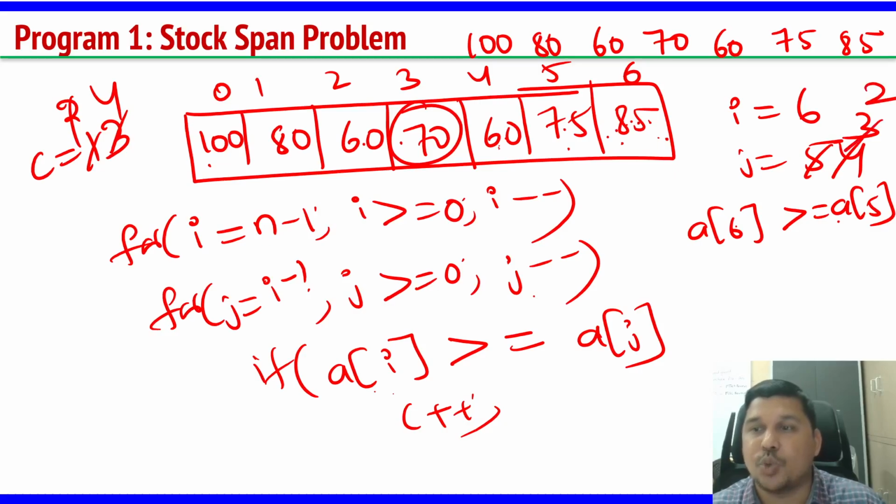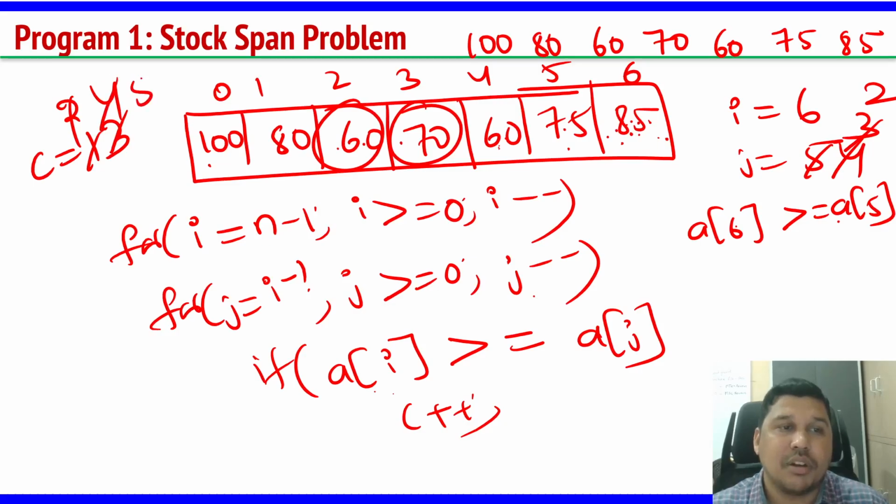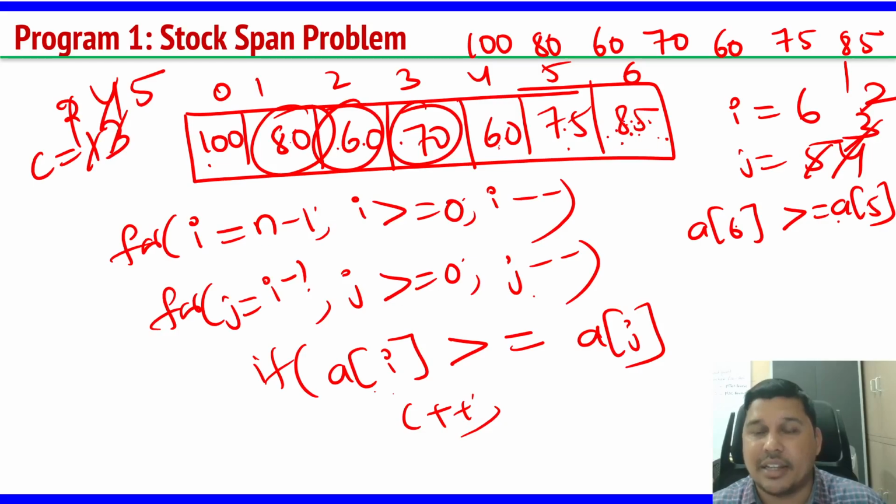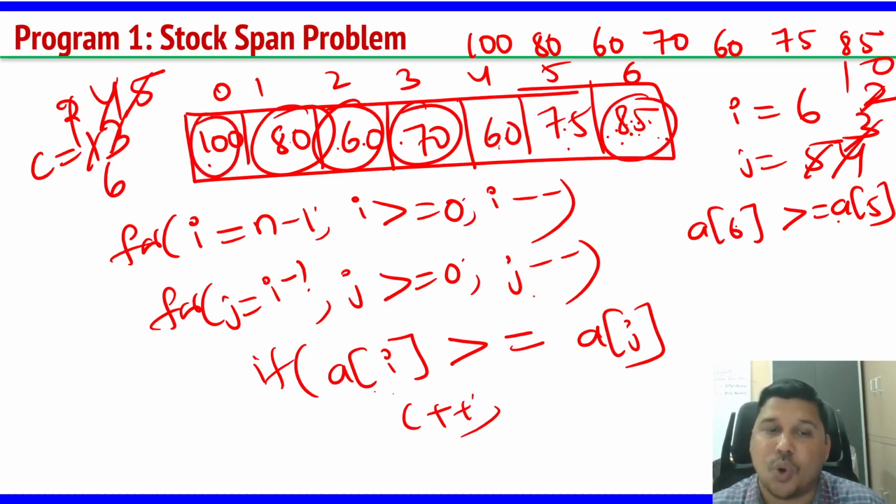Again, j becomes 2 this time, so that is 60. Compare 60 with 85. Is 85 greater than 60? Yes. So C++. So C becomes 5. Compare this 80 with this 85 because j becomes 1 this time. Is 85 greater than 80? Yes. C becomes 6. Okay. Then j becomes 0. Again, is 100 greater than or equal to 85? No. So it will not go into this logic. It will come out of the loop.